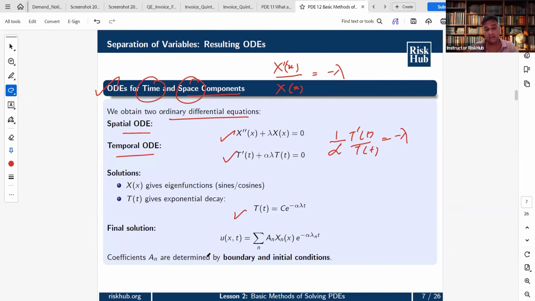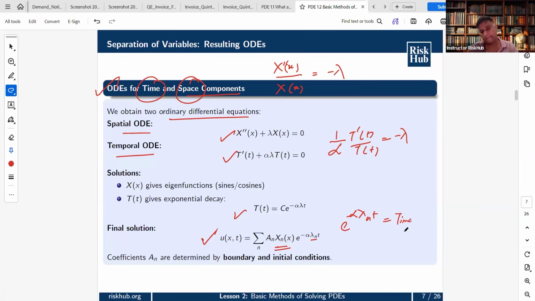The final solution is written as a sum: u(x,t) equals the sum over n of a_n X_n(x) times exponential minus alpha lambda_n t, right? Interpretation here: X_n(x) is the spatial pattern of your sine or cosine. Lambda n is the eigenvalue. This whole thing, exponential minus alpha lambda n t, is the time decay, right?